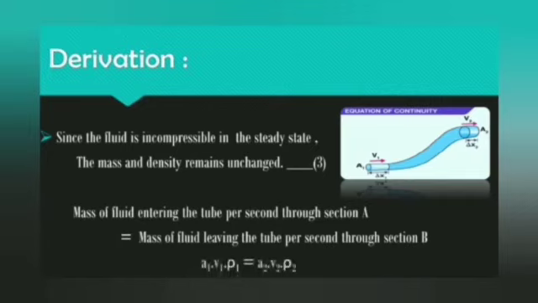From the above third statement, the densities of the fluid are the same. That is, ρ1 is equal to ρ2. And so, they get cancelled. A1 into V1 is equal to A2 into V2. Therefore, AV is equal to a constant. This is known as the equation of continuity.